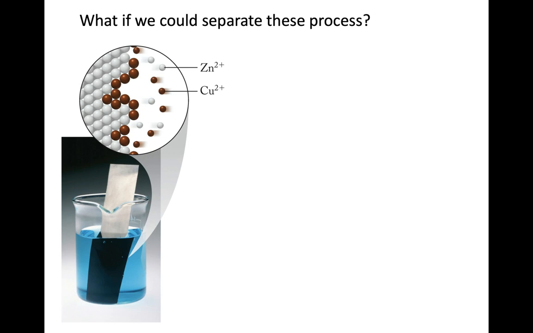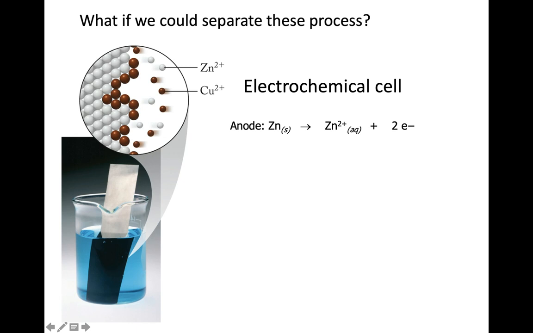But what if we could separate these two processes? If we separate these two processes into the two separate half reactions, we could use those electrons flowing from zinc to copper. And that's what we call an electrochemical cell, a voltaic cell or a galvanic cell. So if we separate things out so that the oxidation happens at what's called the anode, and the reduction happens at what's called the cathode, we can get the flow of electrons outside of this process.